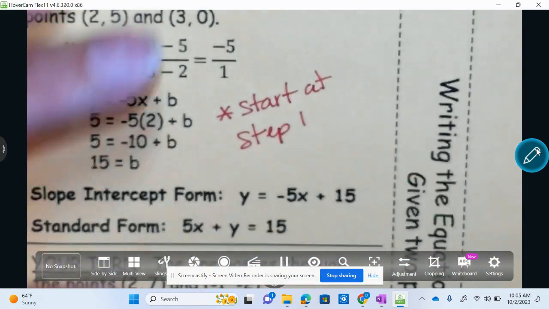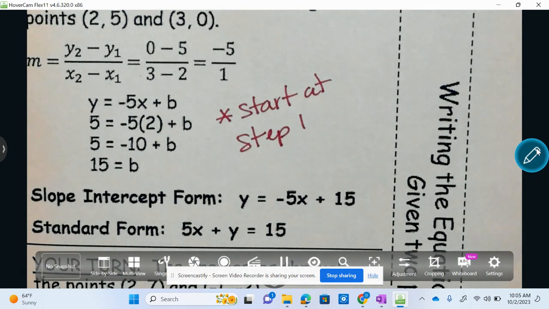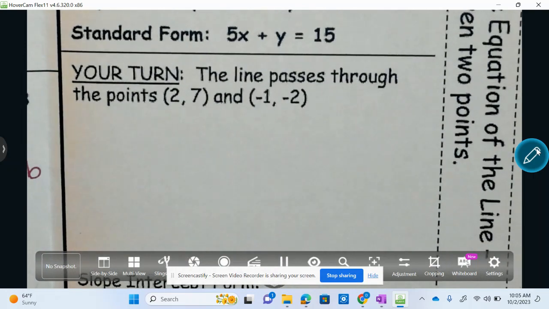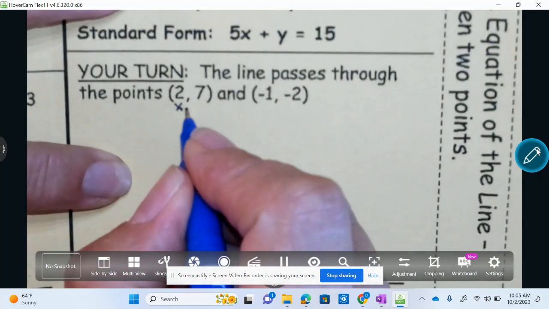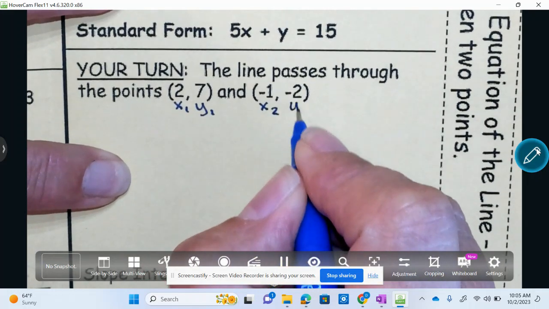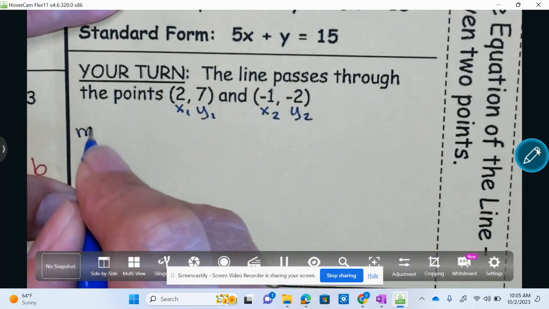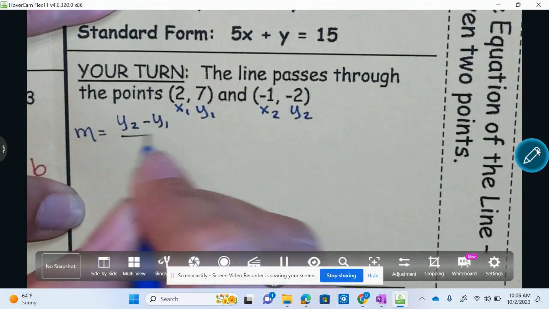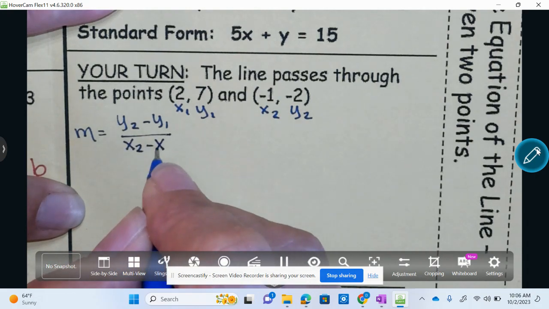So I'm going to label my ordered pairs, x1, y1, x sub 2, y sub 2. Then I'm going to calculate my slope. Then I'm going to choose a point, label it x and y, plug it in, and solve for b. So let's start with step 1. Label our x and y. So x sub 1, y sub 1, x sub 2, y sub 2, and this all gets plugged into the formula m equals y sub 2 minus y sub 1 over x sub 2 minus x sub 1.